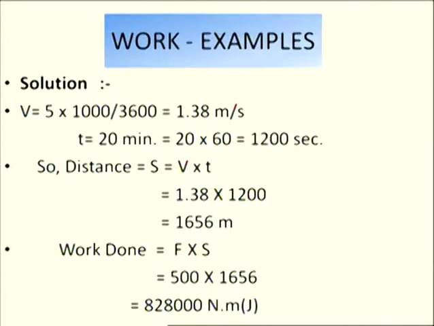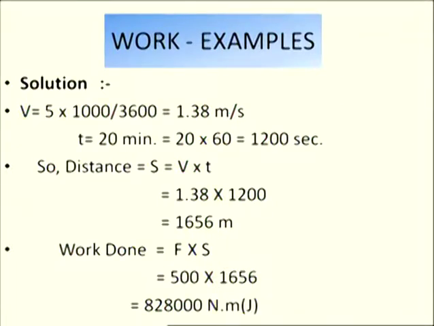So what is work done? It is force multiplied by distance. So 500 multiplied by 1656. 500 is the force and 1656 is the total distance travelled in 20 minutes. So total 828000 Newton meter. So we can say this much joule work done is reported.